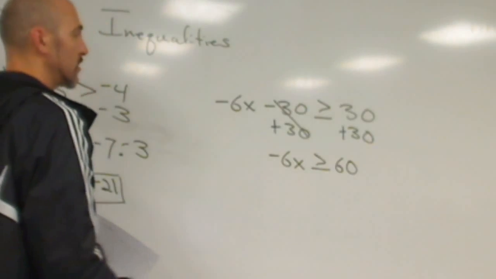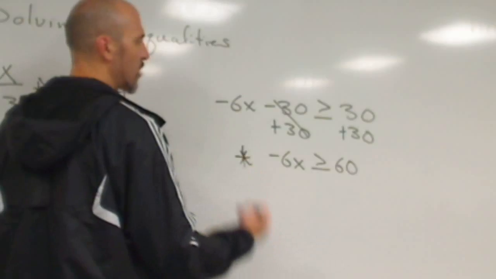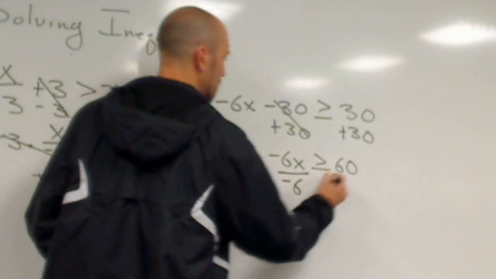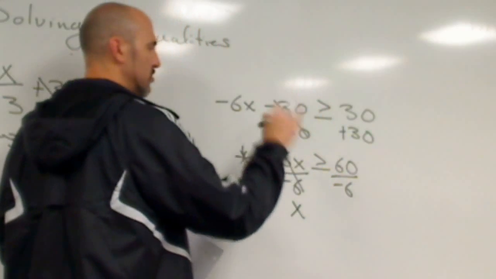And like I just said again, when you get down to the one-step equation, if you divide or multiply by a negative, which in this case we are, we're dividing by negative 6, the inequality is going to change its direction.